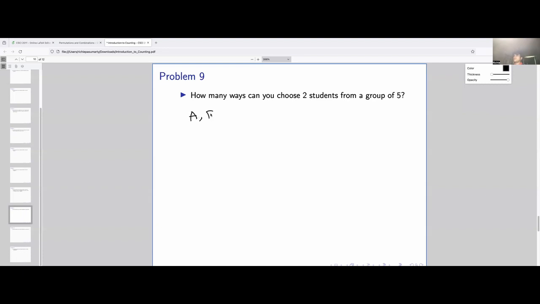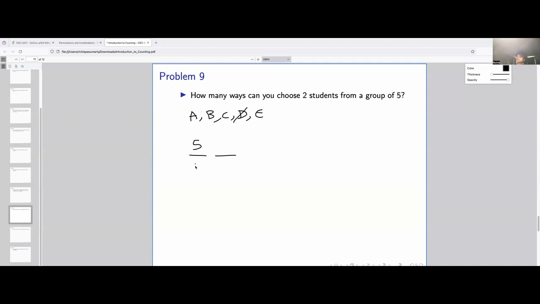Okay, so A, B, C, D, and E. Let's try this how we've tried these types of problems before. I've got to pick two students, right? So I'm going to put two placeholders. For the first student, there's 5 different ways that I can choose them. So 5. One of them is gone.